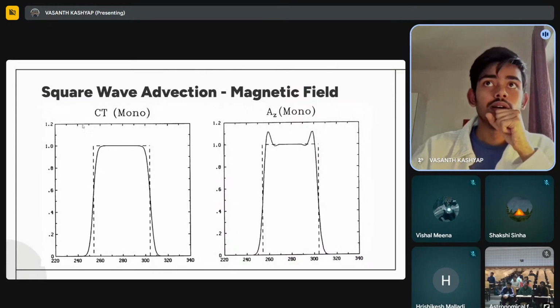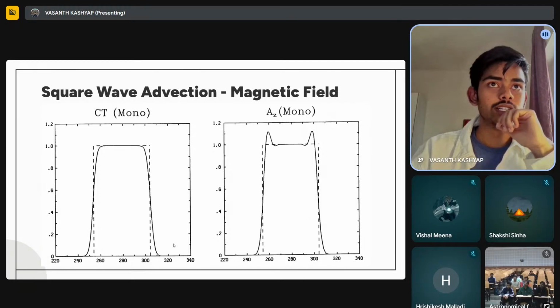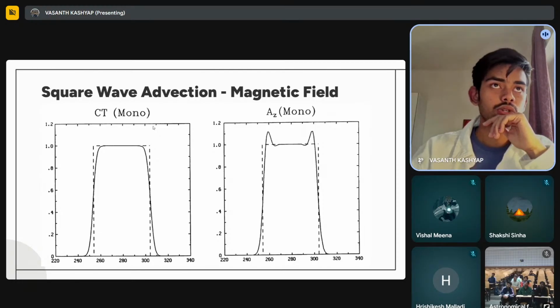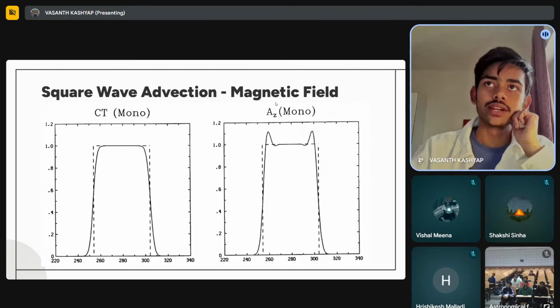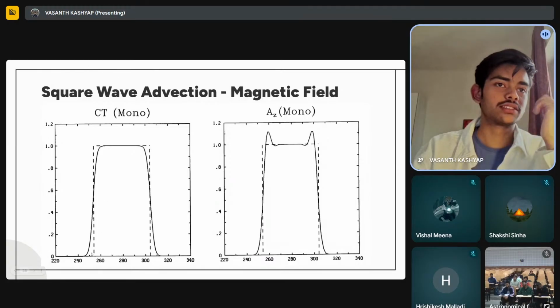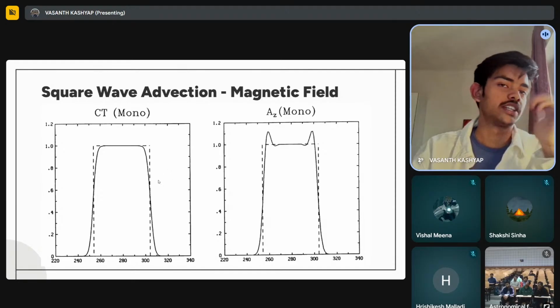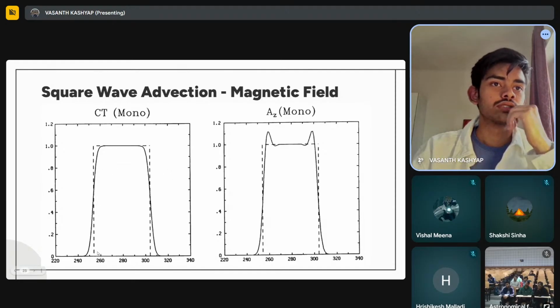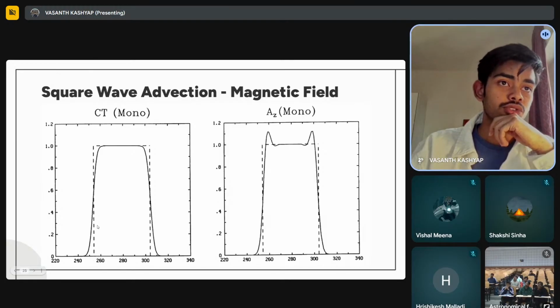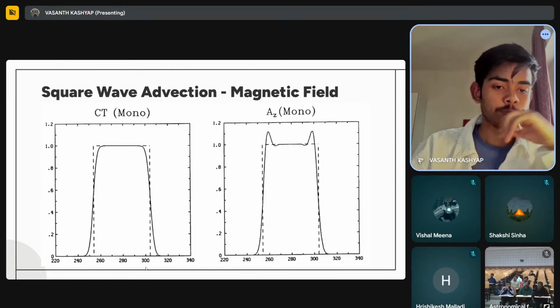So let me show you what the difference is in terms of application of this. On the left is constraint transport, on the right is the vector potential method, and what we are trying to do is, we basically have a step function. A step function is called a square wave, and this step function is moving, let's say to the left or right. So analytically it's a step function. This is the solution, the dotted line, analytically.